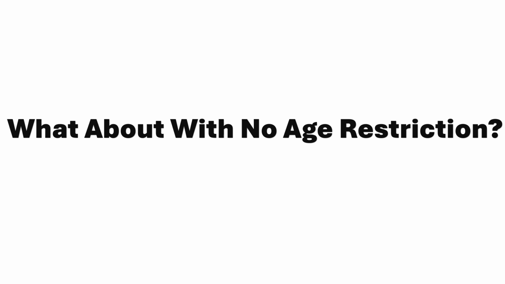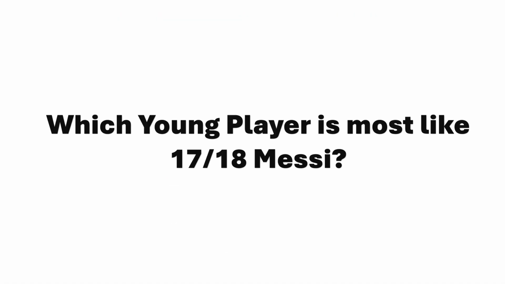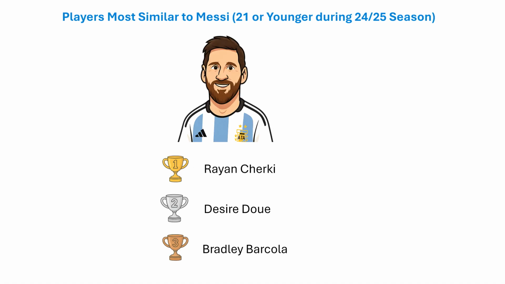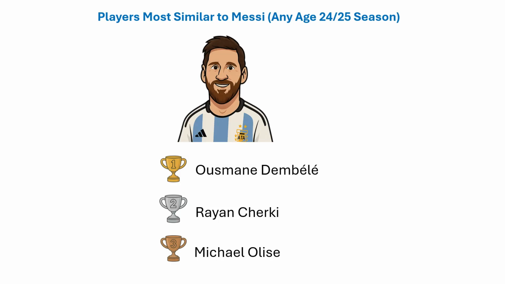Now, if we drop the age restriction, then our top 3 become first place Salah, second place Barcola, and third place Gnabry. And now we can pivot over to Messi. With the age restriction, the top 3 are Cherki, Doué, and Barcola. And if we remove the age restriction, then the top 3 most similar players become Dembele in first, Cherki in second, and Olise in third.